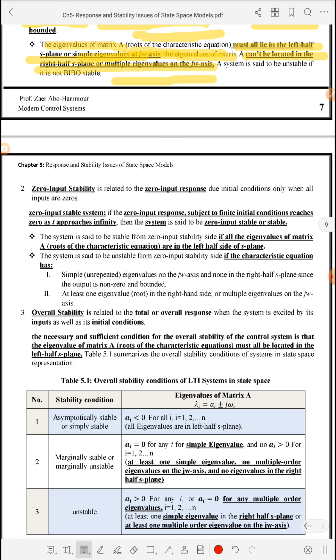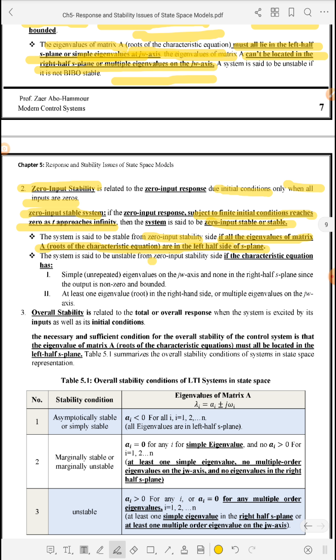The other type of stability is the zero input stability, and this is related to the initial conditions when we excite the system with initial conditions and all inputs are zero. What is meant by this stability? A zero input stable system: if we excite the system with finite initial conditions and its response approaches zero as t approaches infinity, then the system is zero input stable, or stable. So the necessary condition for zero input stability is that all eigenvalues of the matrix A should be in the left half of the S-plane.